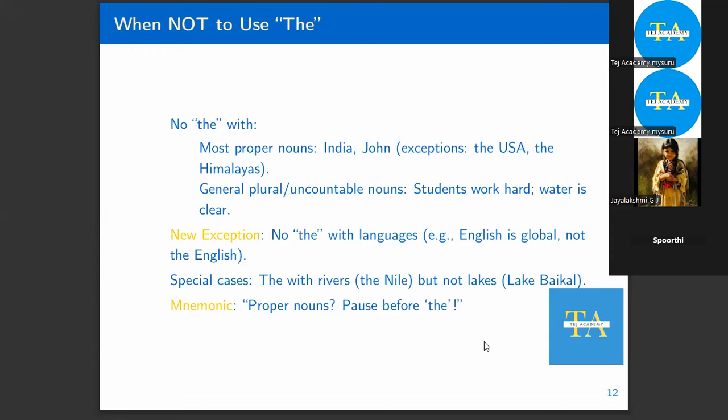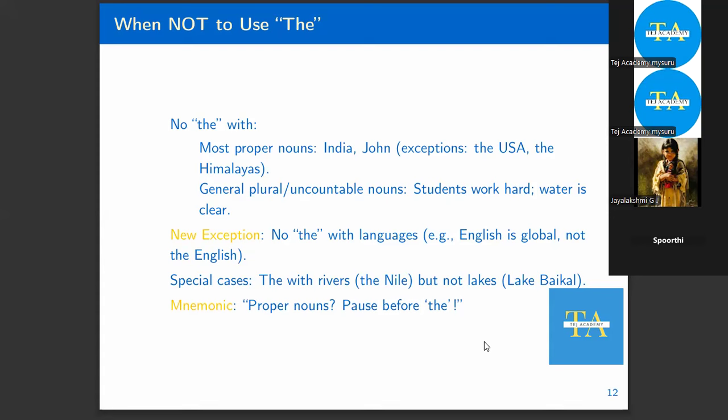The with rivers, the Nile, but not lakes. This is a special case that I recently got information about. We can use "the" in front of names of rivers. So the Nile is the longest river in Africa. We can say that, but not in front of lakes. This is very new information, and it's better to remember it. We can use the article "the" in front of rivers and not in front of lakes.